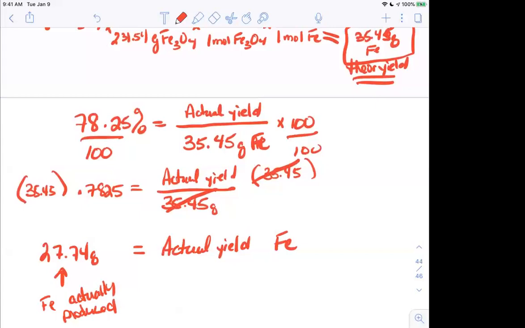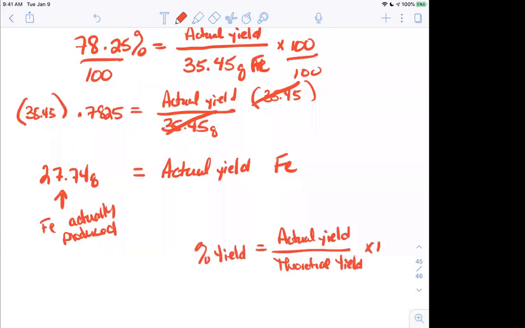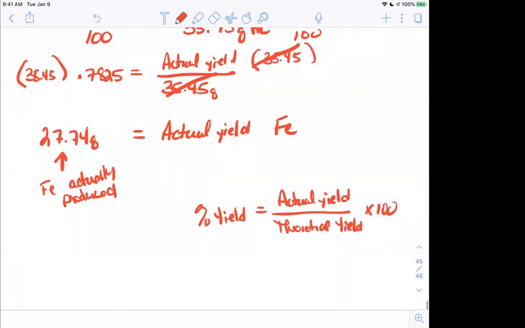So these percent yield calculations can be tricky. You always have to remember this equation. And remember that anytime I have an algebraic relationship, I can use this in various calculations.